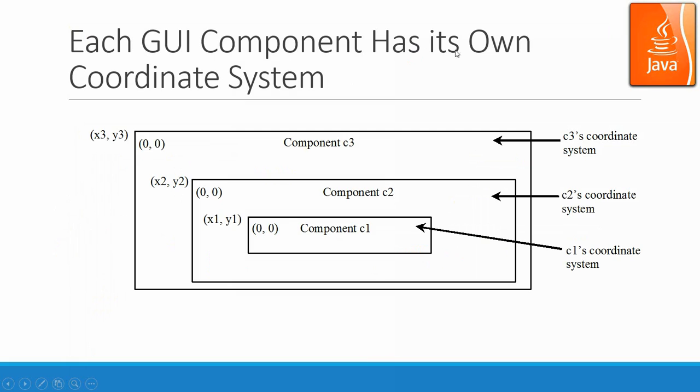Each GUI component has its own coordinate system. Say we have one component or one container. Inside there is a sub-container, and in the middle, we have one component inside container 2. This container 2 has an address with respect to the corner of component 3. And component 1 has an address according to the origin of container 2. And component C1 has its own coordinate system inside it.